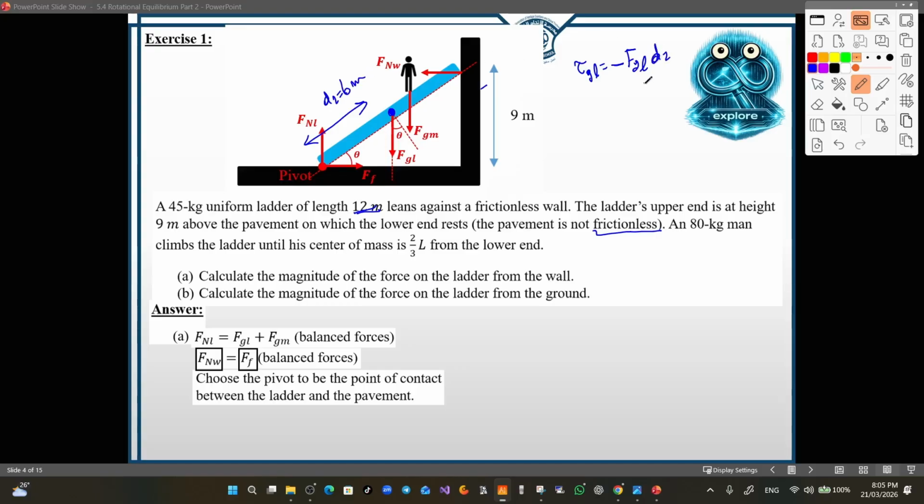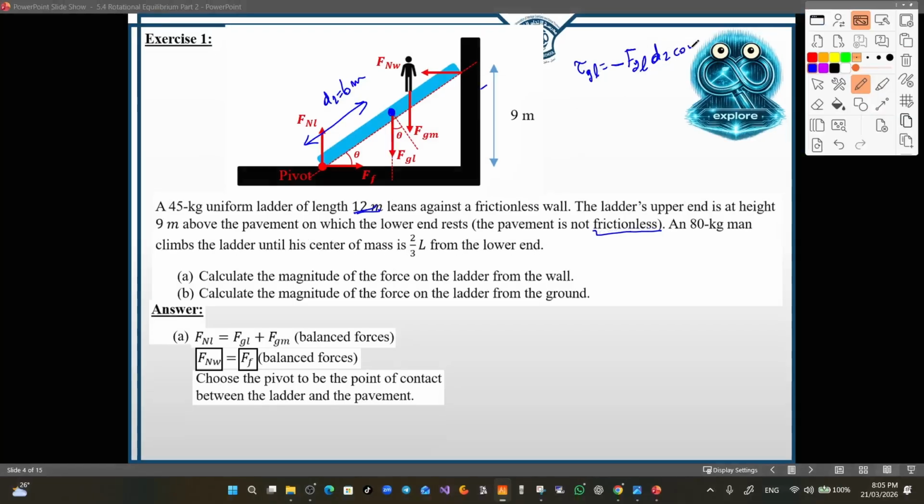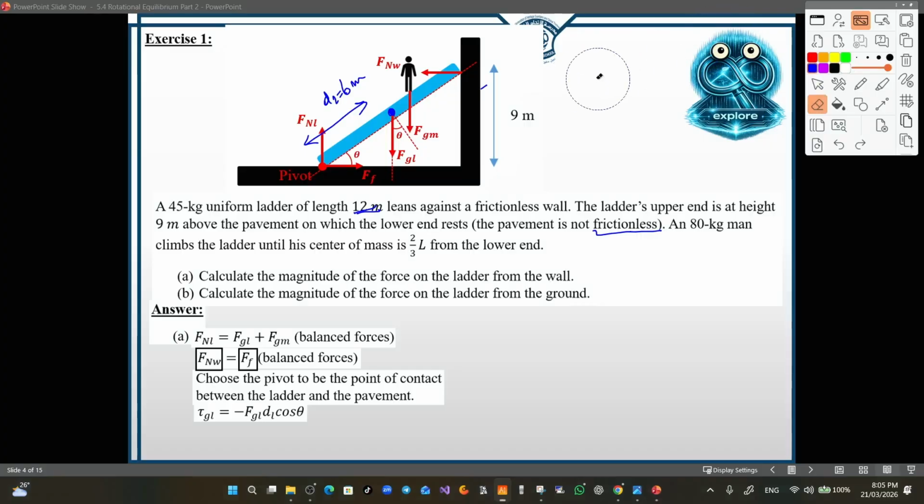So D2 multiplied by the cosine of the angle between the tangential direction and the line of action of the force. This is similar to the ramp problem, and we always know that the inclination will be equal to the angle between the perpendicular line and the gravity. So it's going to be cosine theta. And this will be the first torque.